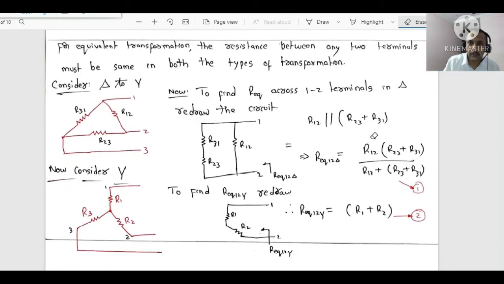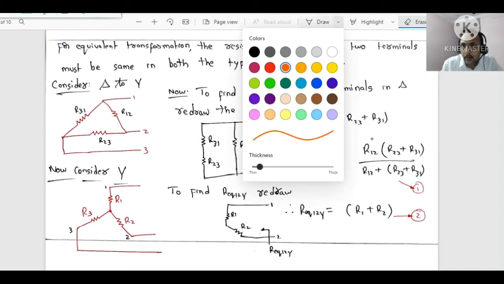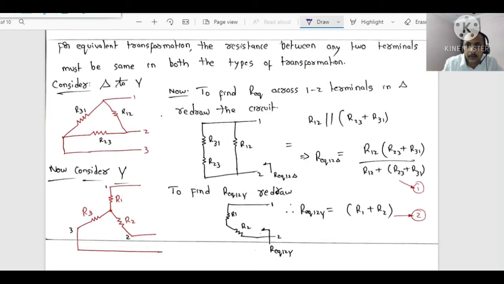For equivalent transformation, the resistance between the two terminals must be the same in both types of transformation. How do you understand that? After transformation, the resistance between two terminals must be the same. Its meaning is, if you are having a delta like this, at node 1, node 2, node 3.